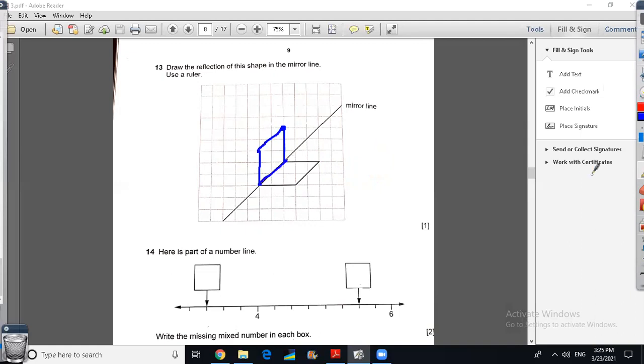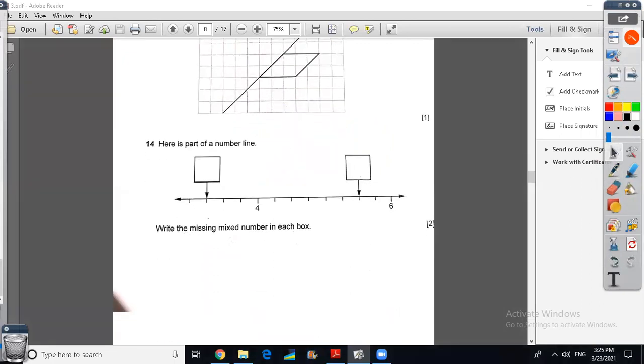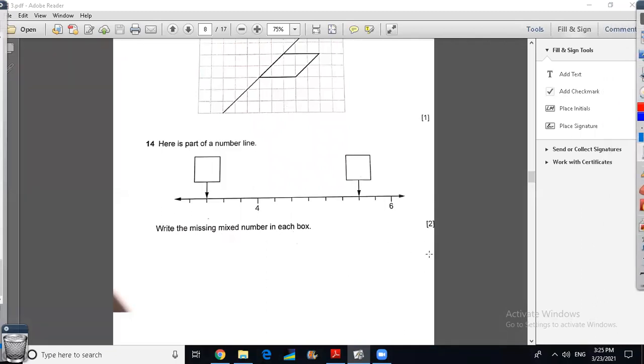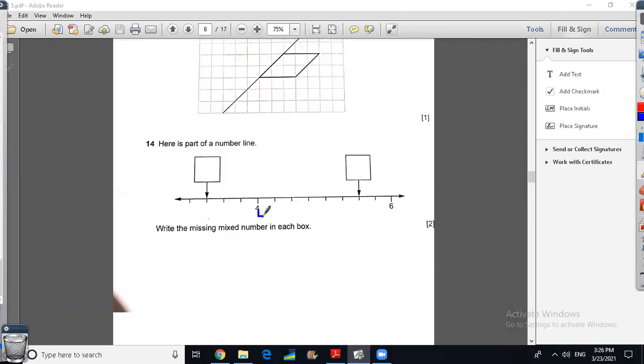All right, guys, let's continue. Here is a number line, and they're saying write the missing mixed number in each box. All right. If you noticed here, I need to go to the complete side here. There are 1, 2, 3, 4, 5, 6, 7, 8 jumps, 8 spaces, 8 movements between 4 and 6. So, mister, where's 5 going to be? 5 is going to be after 4 of them, because between 4 and 6 there are 8 movements. So between 4 and 5, only 4 movements. So 1, 2, 3, 4 is going to give you here the 5.